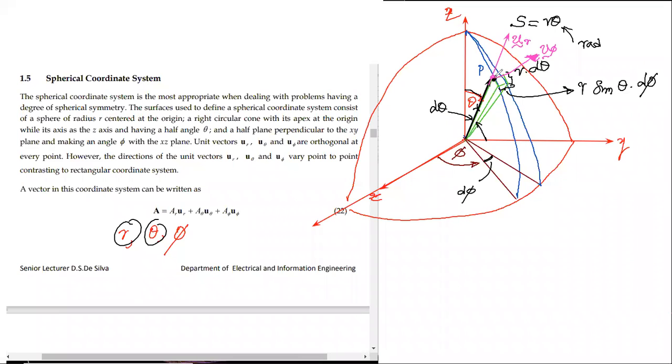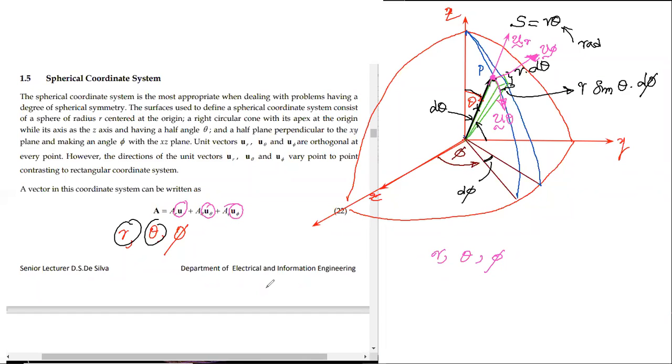As well, we define another unit vector tangent to this point. It is along this way. This is the U theta unit vector. So here we define these three vectors, U R, U theta and U phi. With the support of this R, theta and phi, I can locate any point in space. This mechanism we call the spherical coordinate system.